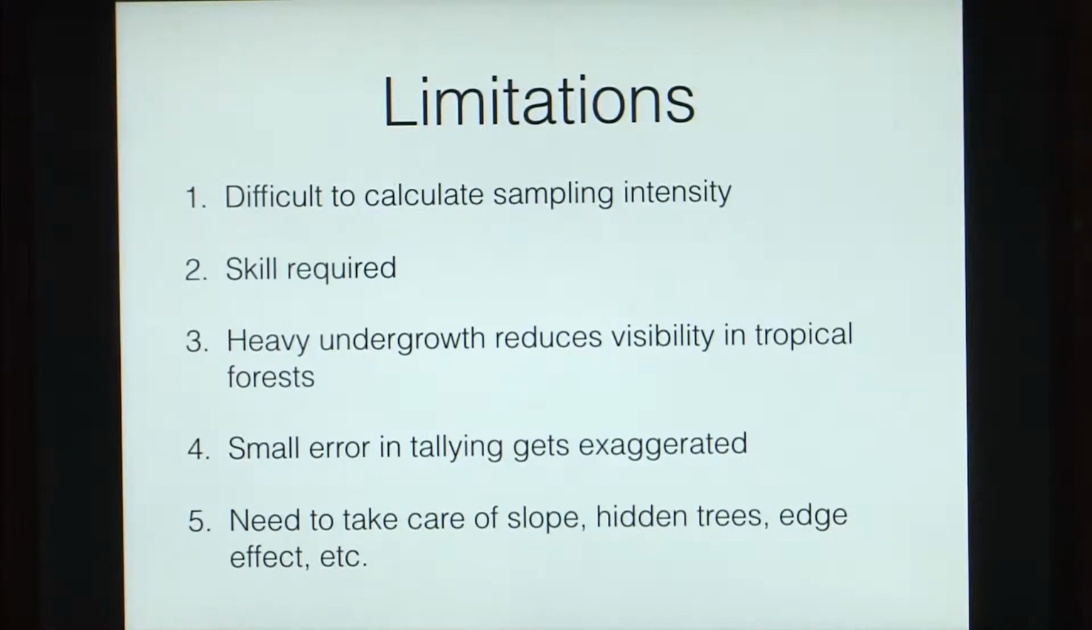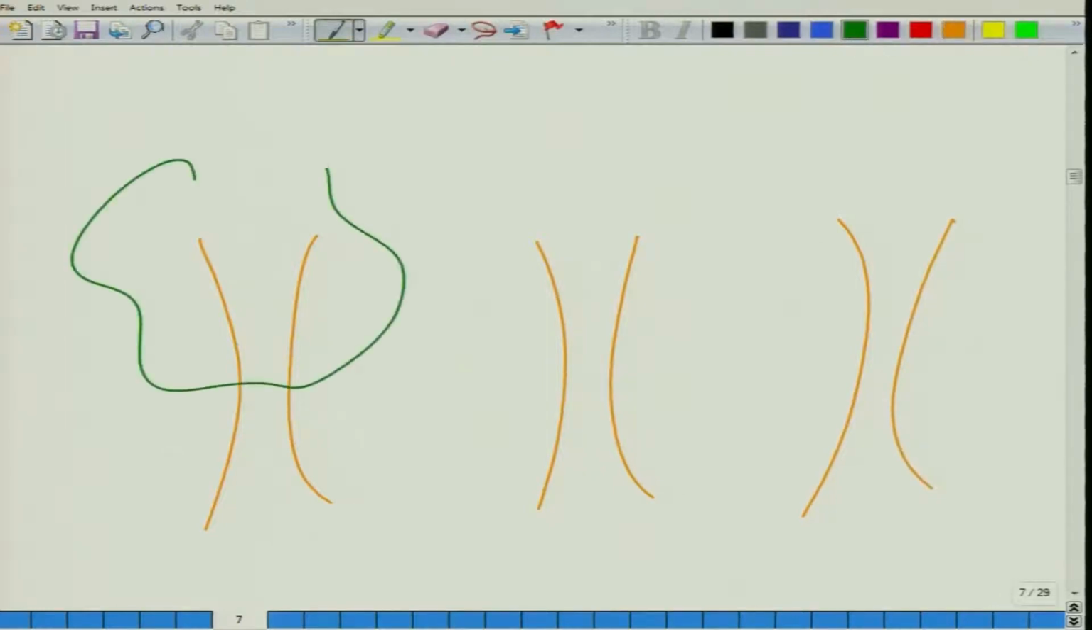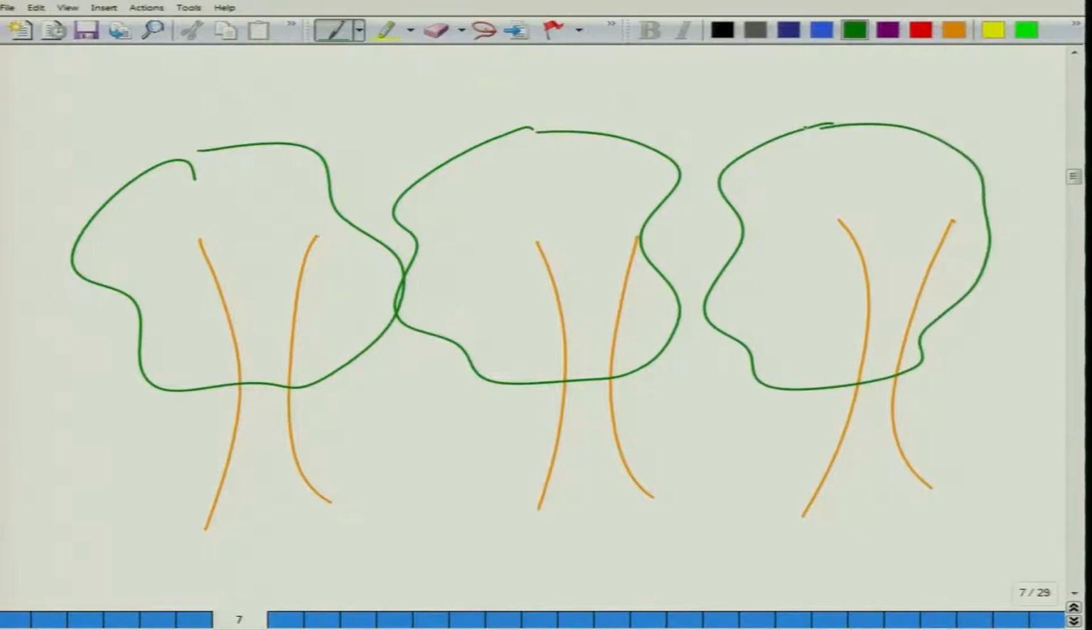Also, heavy undergrowth reduces visibility in tropical forests. So, if you go to a tropical forest, this is the kind of situation that you will go through. So, suppose these are your trees. Now, if you only had your trees in the forest, it would have been very easy to take their readings, but what you will find is also a number of undergrowth.